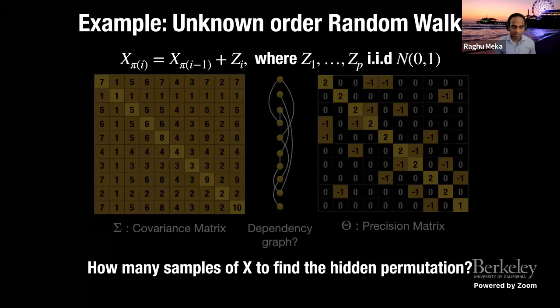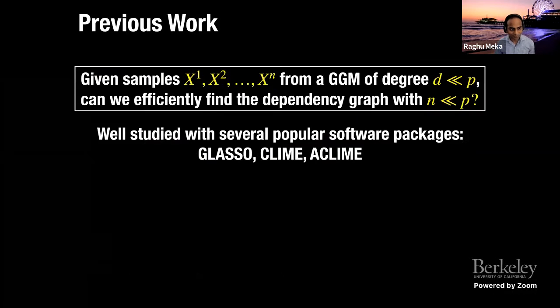And the goal is, you're not given any of this information. You're just given samples from this Gaussian. And you want to learn the hidden permutation. What is the least number of samples you need? How fast can you learn it? This already seems like a pretty interesting problem, even though we already know how to solve it. I think it's still interesting.